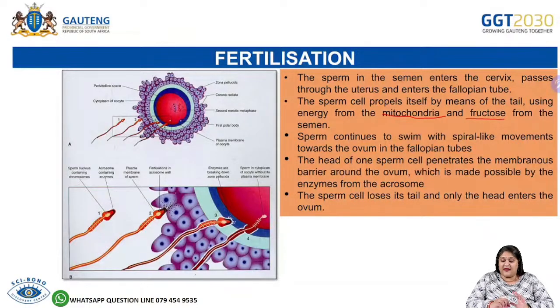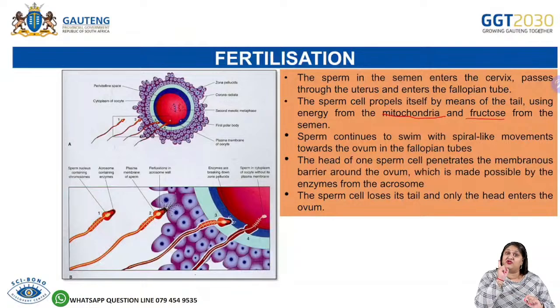So now, what happens is the head of one sperm cell is going to penetrate the membranous barrier around the ovum. And this is made possible by the enzymes of the acrosome. Okay, so the sperm head, remember it's got a tip and that tip has an acrosome, and inside that acrosome there are enzymes, and those enzymes are going to dissolve the barrier of the ovum so that the head of the sperm can penetrate into the ovum.